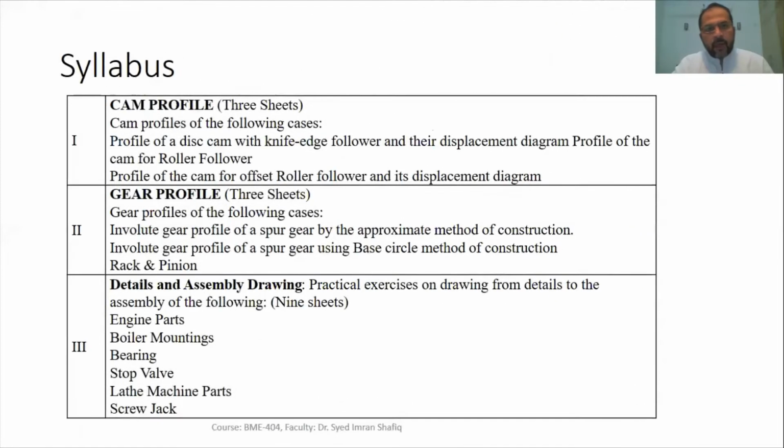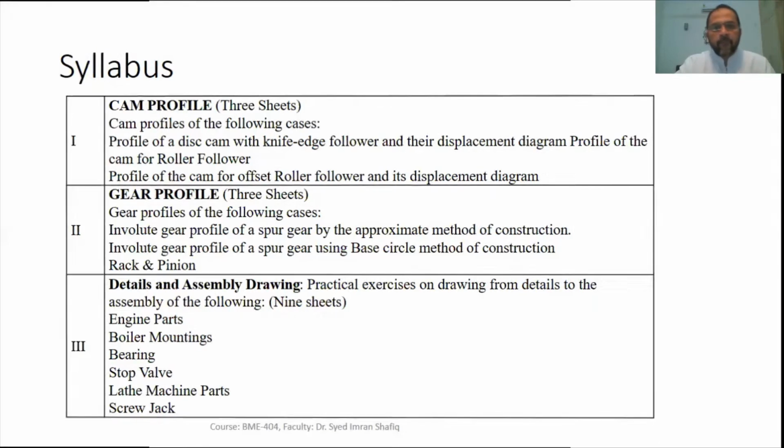If we have a look at the syllabus of this course, we have 3 units. The first unit is about the cam profiles. The second unit is about the gear profile. The third is related with details in assembly drawings. We have already discussed and done most of this part in the class. And today we'll be talking about the gear profile, specifically the spur gear by approximate method construction.